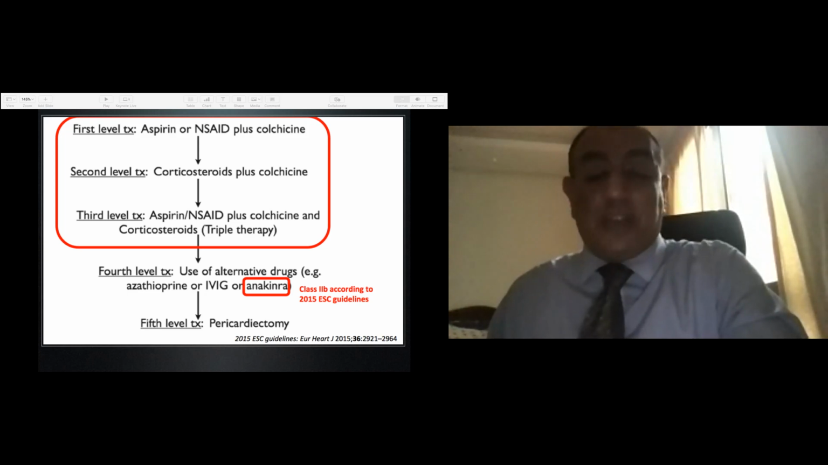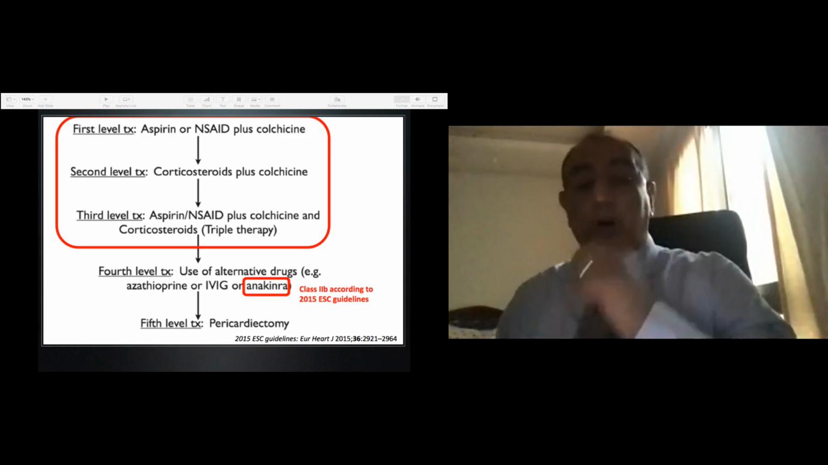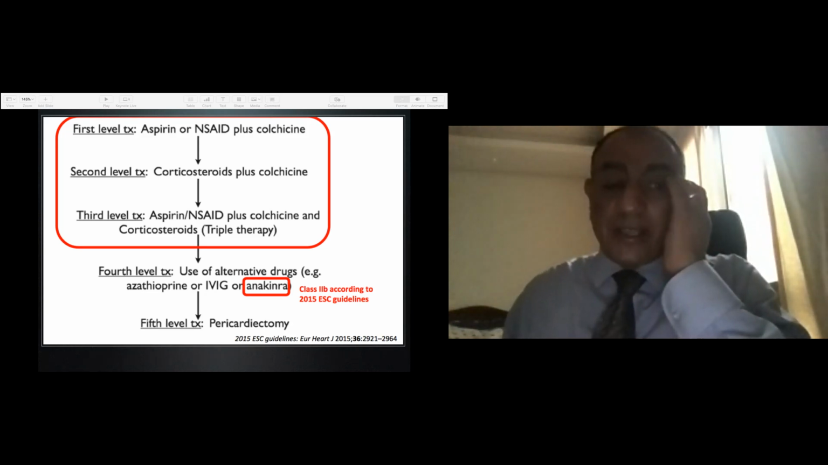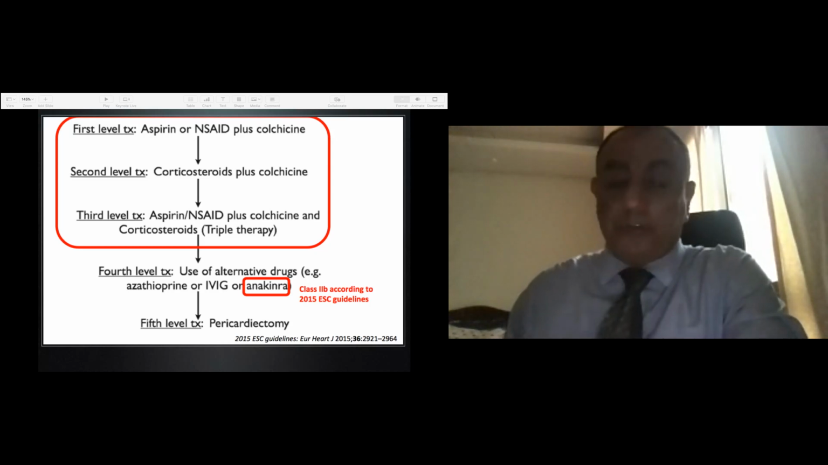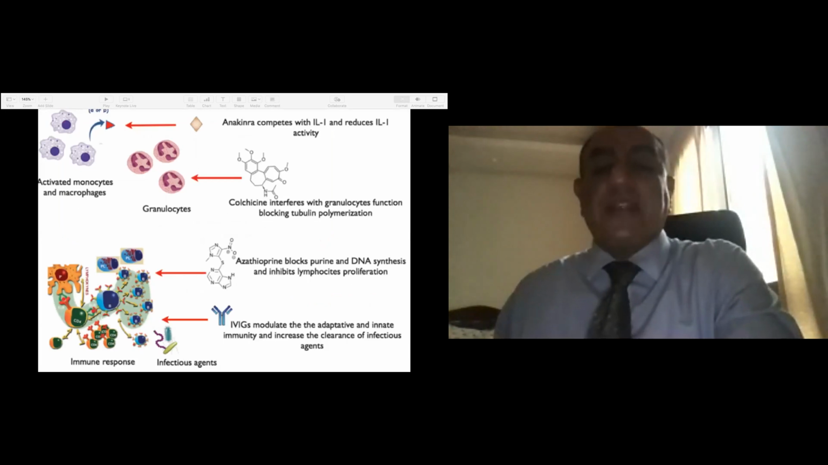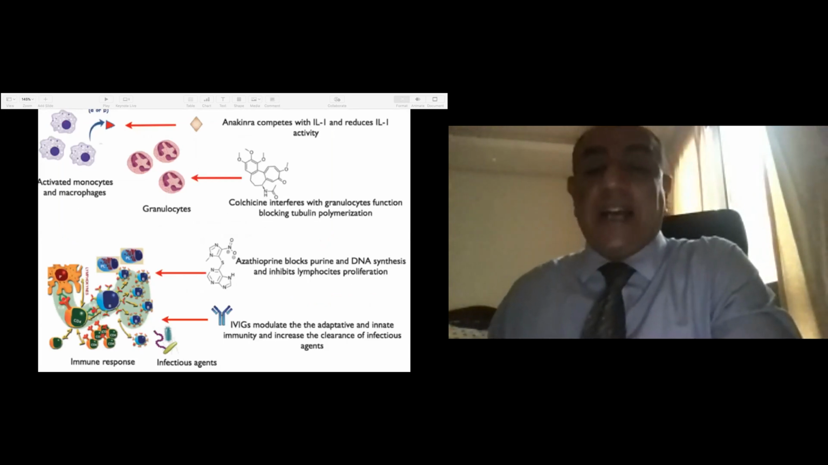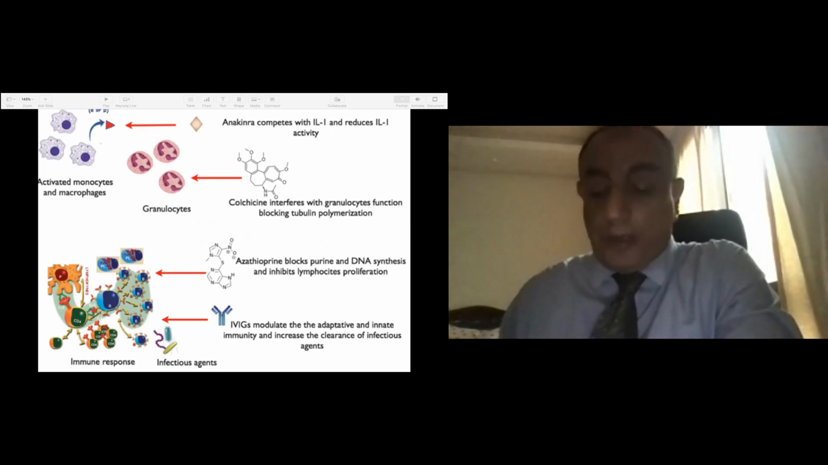Fourth level of treatment, use alternative drugs like Imuran or intravenous immunoglobulin or anakinra to control the pericarditis if there is no response to the usual first, second, and third level. Fifth level of therapy is pericardiotomy, if there is no response to the above-mentioned levels of treatment. And this is the mechanism of action of anakinra, colchicine, Imuran, and intravenous immunoglobulin.